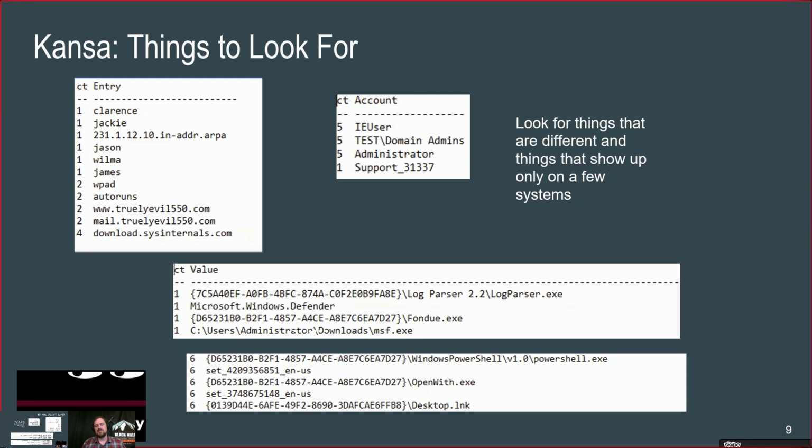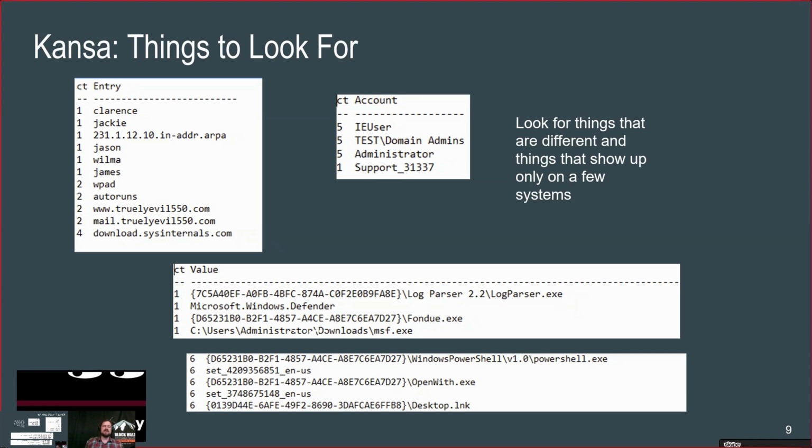Also for counts, for the user accounts, we had the IE user accounts, domain accounts, administrator accounts, and only one of the systems had my malicious support elite account, the 31337 account. Once again, these discrepancies show up very clearly in an environment when doing a stacked analysis, rather than trying to analyze every single system.